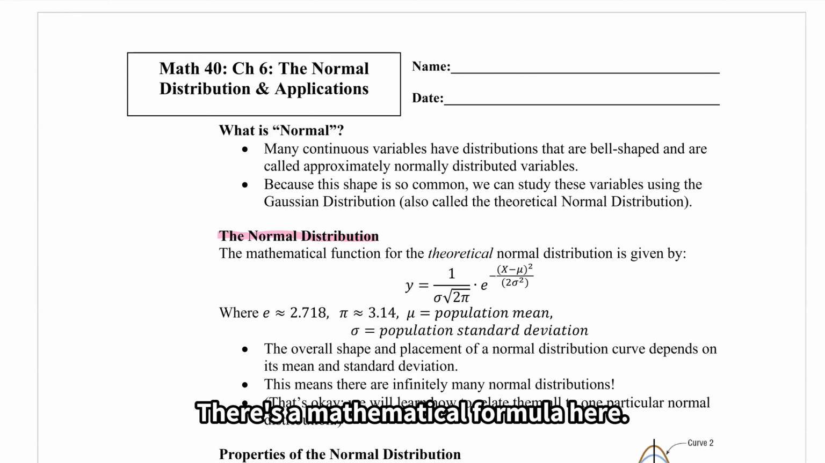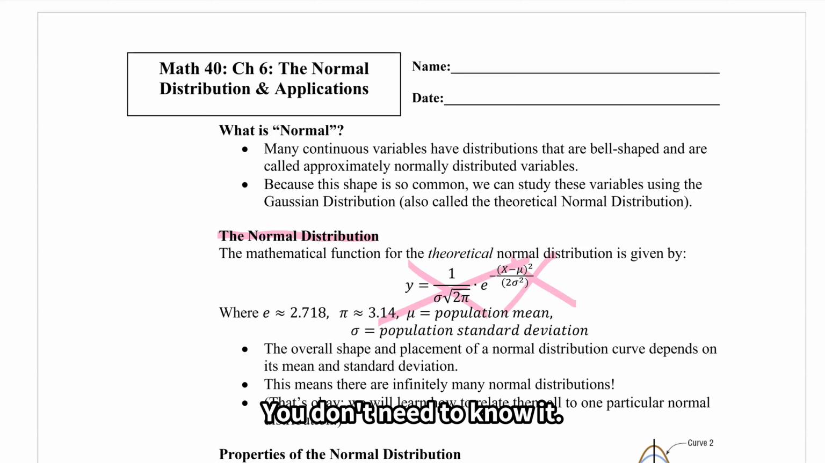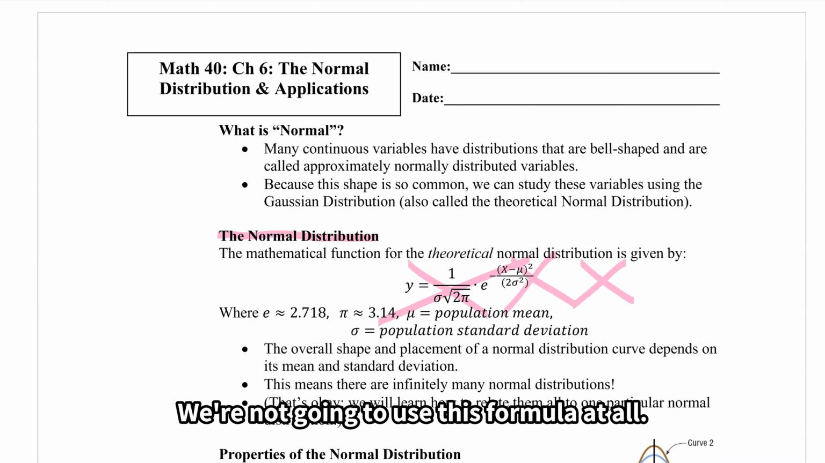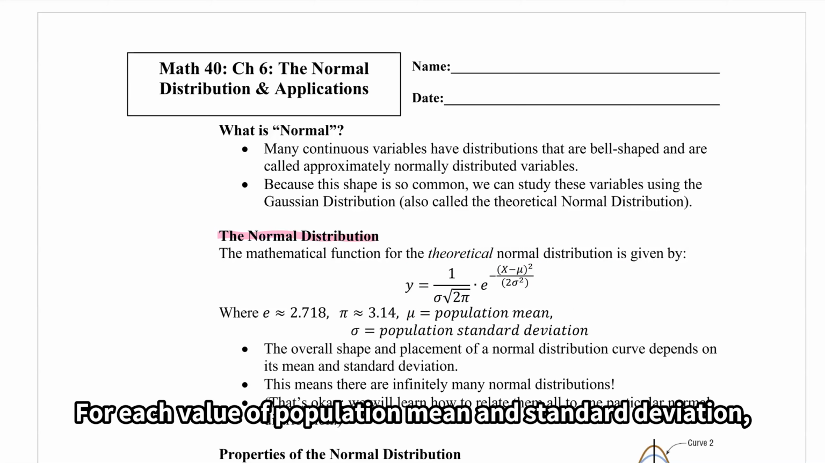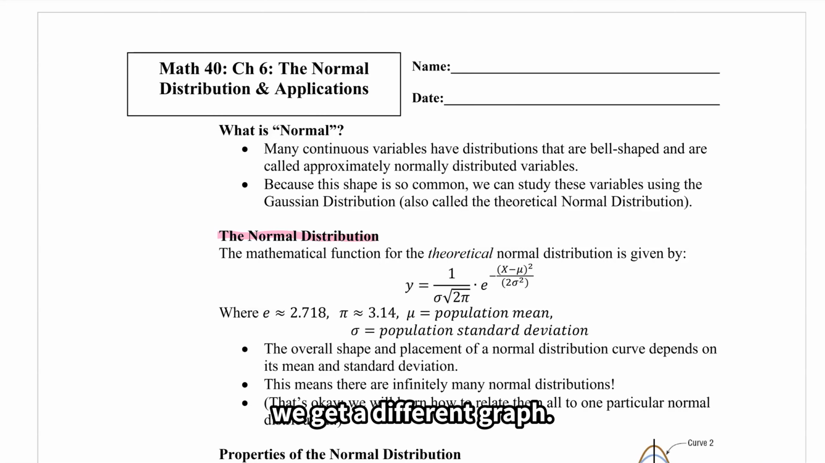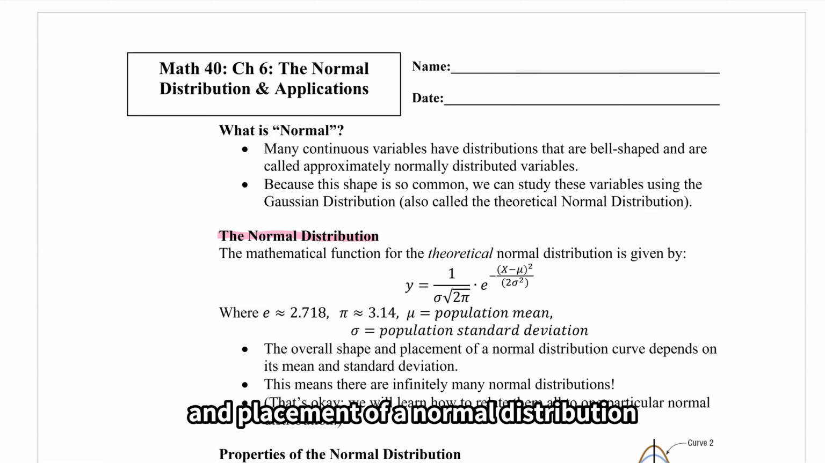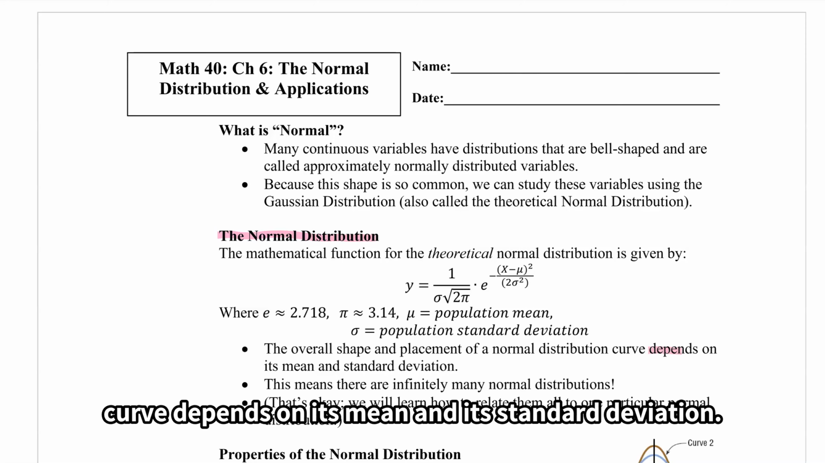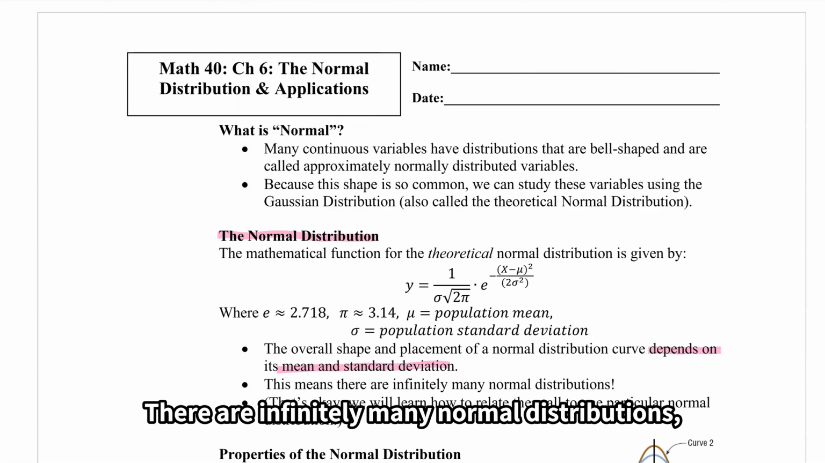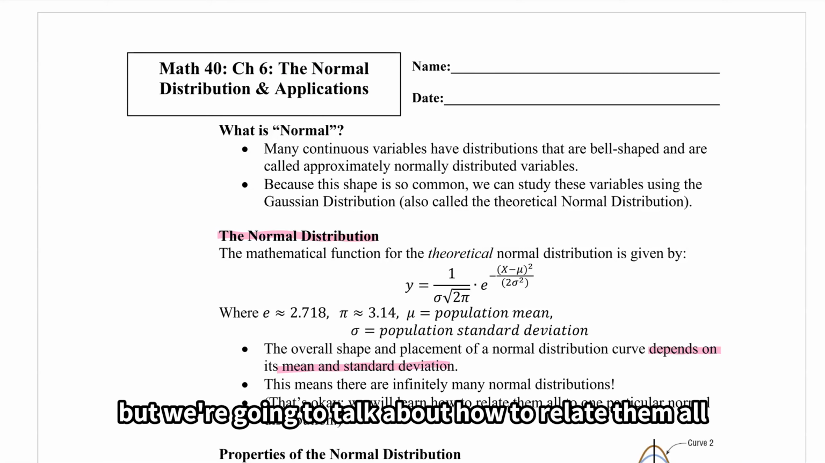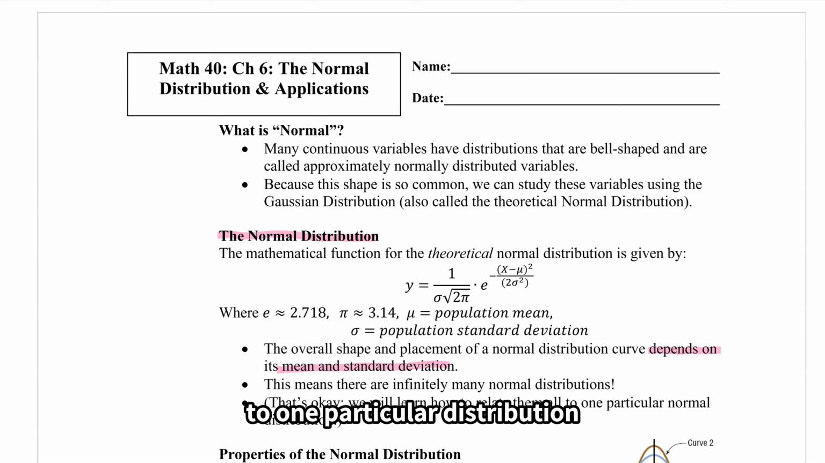There's a mathematical formula here. You don't need to know it. We're not going to use this formula at all. For each value of population mean and standard deviation, we get a different graph. The overall shape and placement of a normal distribution curve depends on its mean and its standard deviation. There are infinitely many normal distributions, but we're going to talk about how to relate them all to one particular distribution called the standard normal distribution.